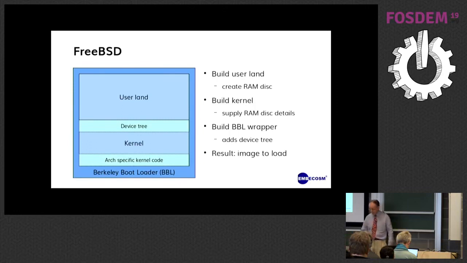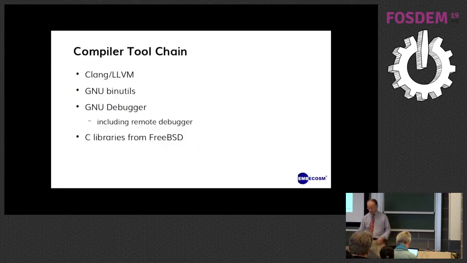And to build that, we have a compiler toolchain, Clang LLVM, which is usually the default compiler for FreeBSD, typically sitting on GNU binutils and the GNU debugger. And if you're deeply embedded, you really want to use it as a remote debugger running GDB server. And you need, at the very least, C libraries, probably C++, but certainly C libraries. Those come from FreeBSD, and we'll see why there are some issues around that in a minute.